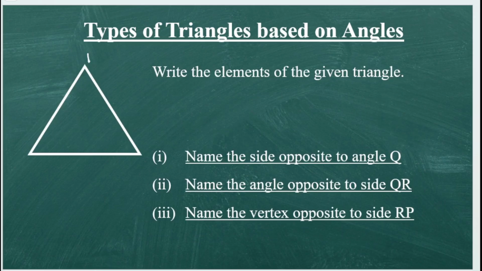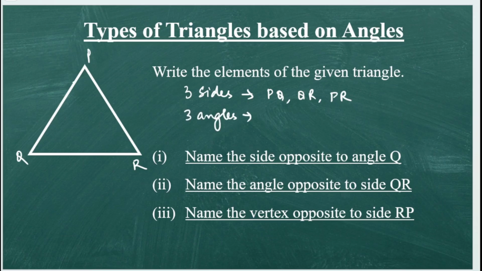So let's do this question. Suppose I have the triangle PQR, then I have to write the elements of this triangle. So which are the three sides of this triangle? It's PQ, QR, and PR. Which are the three angles of this triangle? That is angle P, angle Q, and angle R. And the last one is, what are the three vertices or the corners of this triangle? So that's P, the next vertex is Q, and the third vertex is R.